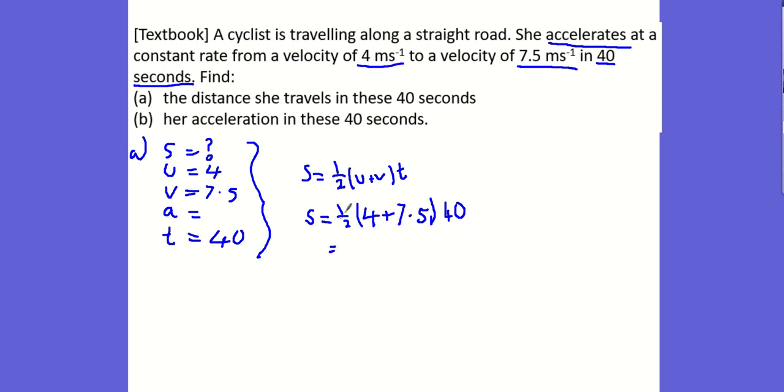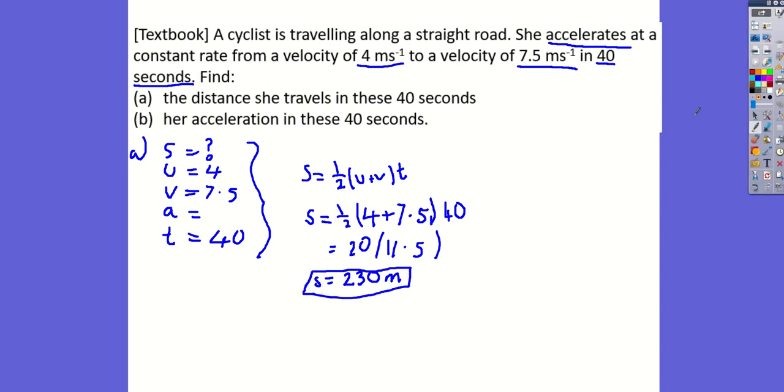If I put the half with the 40, I'm going to get 20. So I'm going to combine those to make 20. And then 4 plus 7.5, well, that's 11.5. Then multiplying the 2 things together, doubling that makes 23, and then times that by 10 makes 230. So 230 meters. And again, my units have all got to agree with the units I've got in the question, and hopefully they're all going to be in standard units, meters and seconds. So there we go.